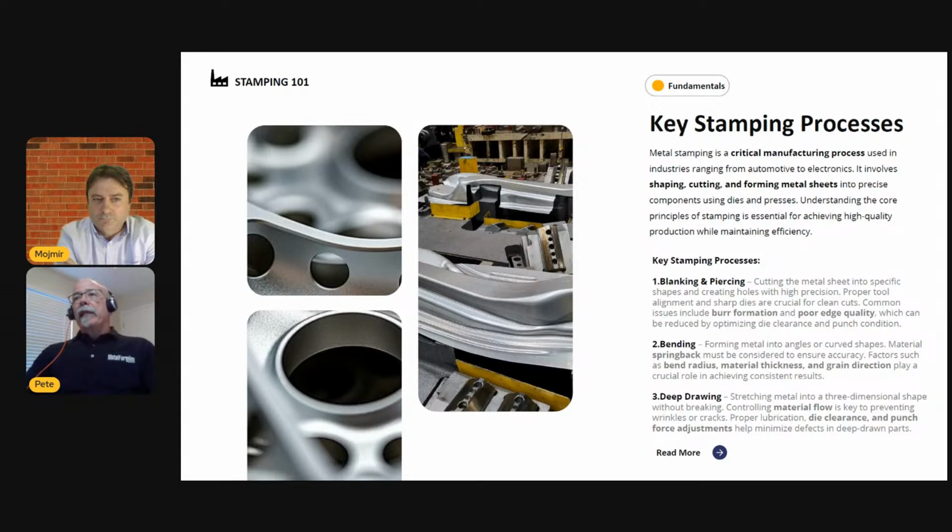These key processes have some key parameters that we have to be aware of. They're important to discuss in metal stamping 101, because these are things that everybody is going to encounter immediately when you start dealing with stampings. In terms of blanking and piercing or punching, the number one critical parameter in that process is the alignment of the punch and die. The punch and die needs to be aligned.